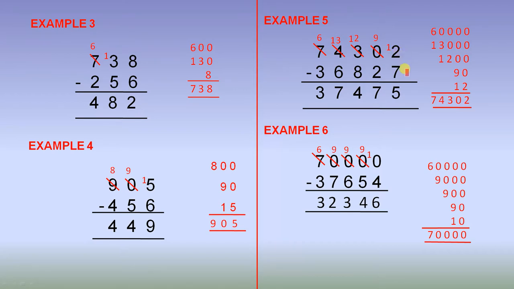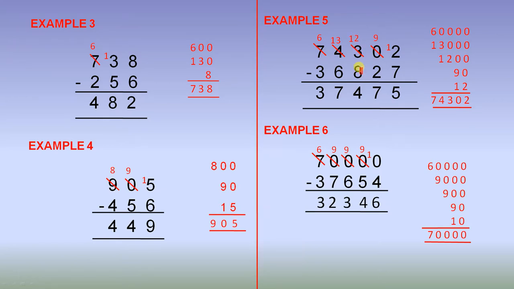74,302 minus 36,827. If you go through that very, very carefully, we'll do this one in a little bit of detail. 2 take away 7 we can't do, so we trade, so that's a 12. We cross that off and make it a 9. Now remember, whenever we cross a 0 off and make it a 9, we have to go to the next column because we've traded. So that becomes a 2. That becomes a 2 there.